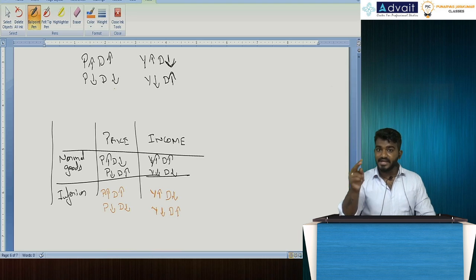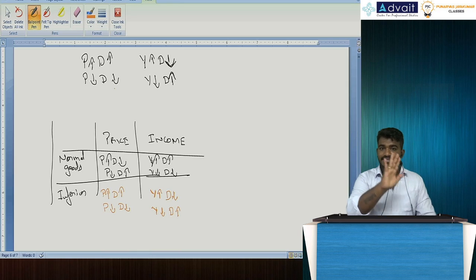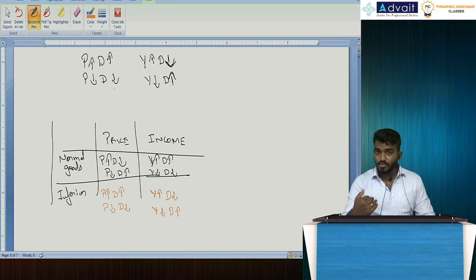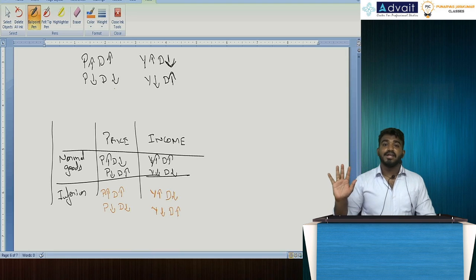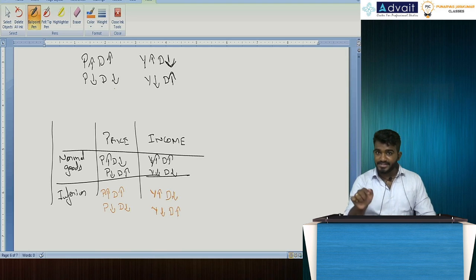Sir, price and income, this is the confusing region for everyone. Kindly do concentrate here, sir. With respect to normal goods, price is negatively related, income positively related. Sir, it is the complete opposite in case of inferior goods. What do you mean by inferior good? Low quality good. With respect to price, a low quality good is positively related. With respect to income, it is negatively related. Boss, this is the confusing region. This is where many students get confused. Any doubts in this segment?